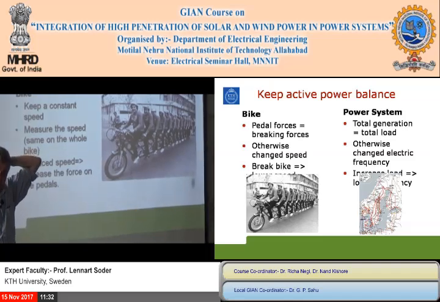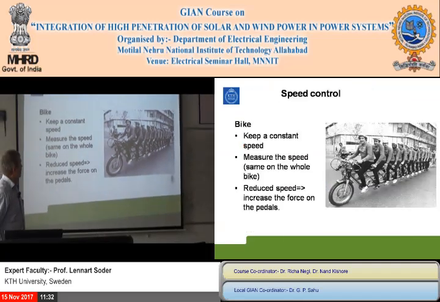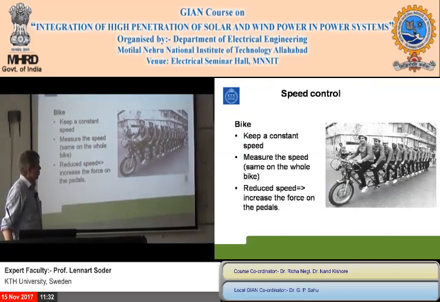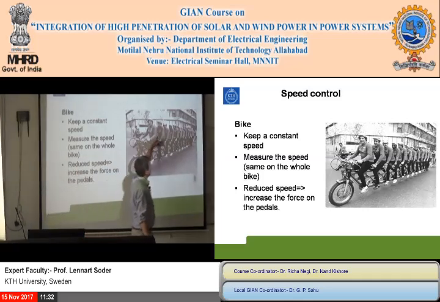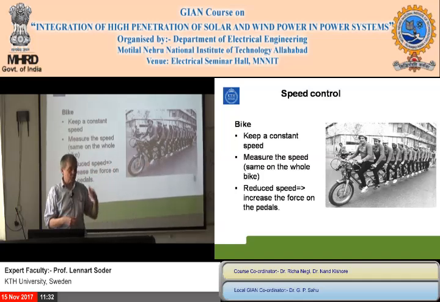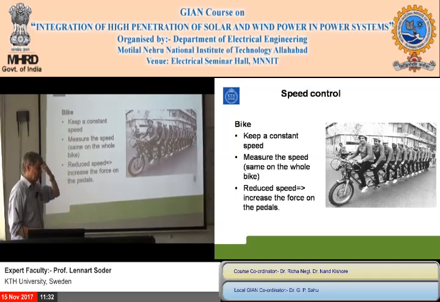So the aim on the bike is to keep a constant speed and measure the speed, which is the same on the whole bike. That is the important thing: if the speed goes down, everyone here can check the speed, and they know the speed. And perhaps you have told everyone, if the speed goes down, can you please pedal the bike a bit more? Then everyone is participating in the speed control, which is in reality what you normally have in the power system, where the big power plants are participating in the frequency control.